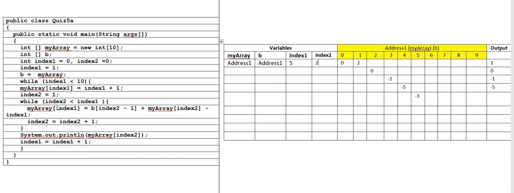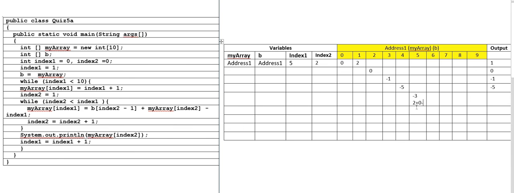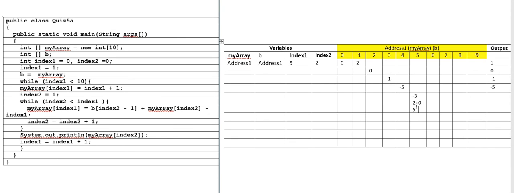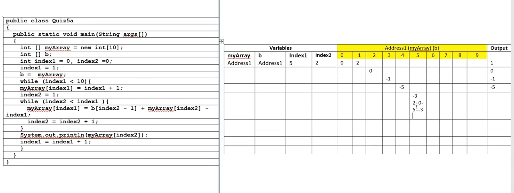So moving on to the inner part of the while loop. We're again updating the value at index 1. So we're adding the value of b at the previous value of index 2. Now index 2 refers to this one, so we're adding b at the previous value of index 2, which in that case is 2. We're adding with the value of my array at the current index of index 2, which is 0, and we're subtracting the value of index 1. 2 minus 5. So what we get here, we get a -3. So again, clearing all of it.